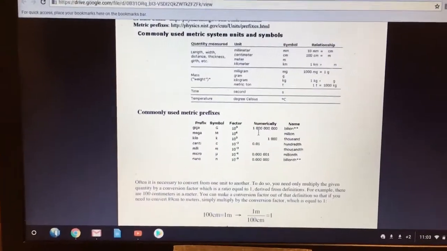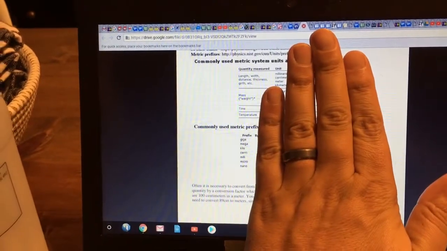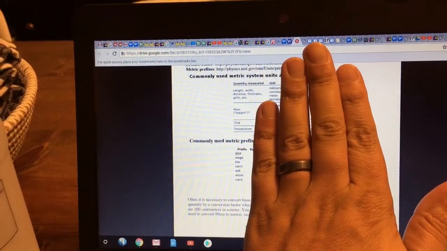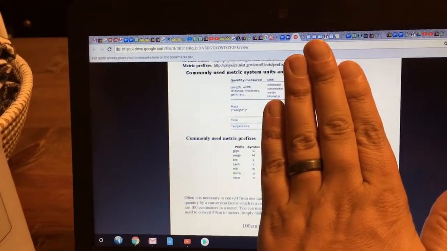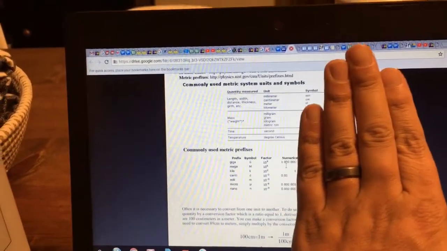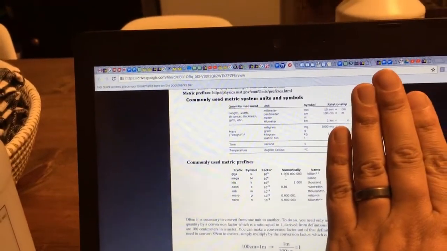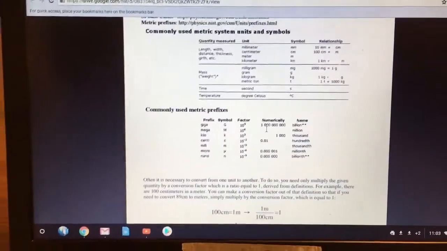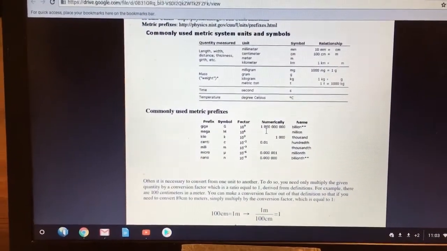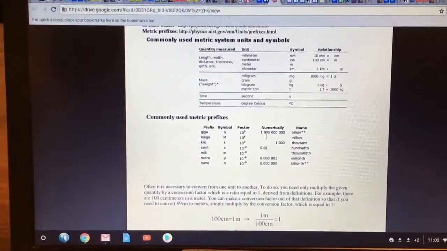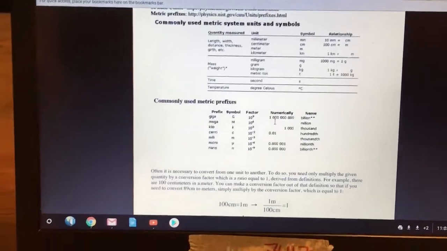If I was trying to memorize them, I would maybe cover up a column and quiz myself and see if I know what the symbol is, what the factor is, right? Think about that, that's for scientific notation. What the number is, and then what the name is. So quiz yourself, try to memorize these. We're going to use them a lot, especially kilo, centi, and milli. Those are some big ones for us this year.